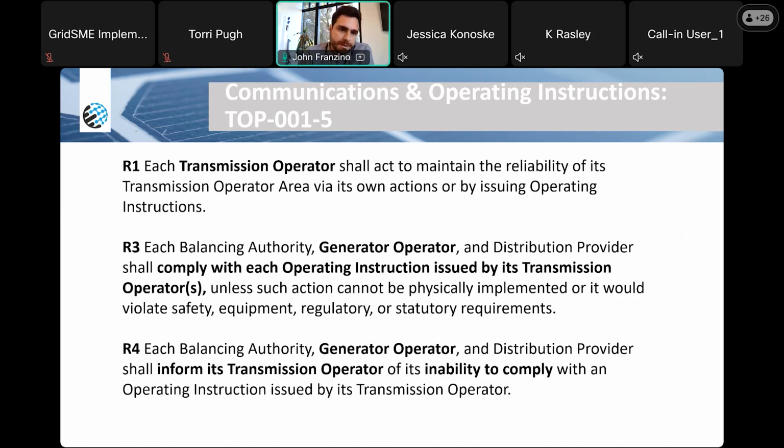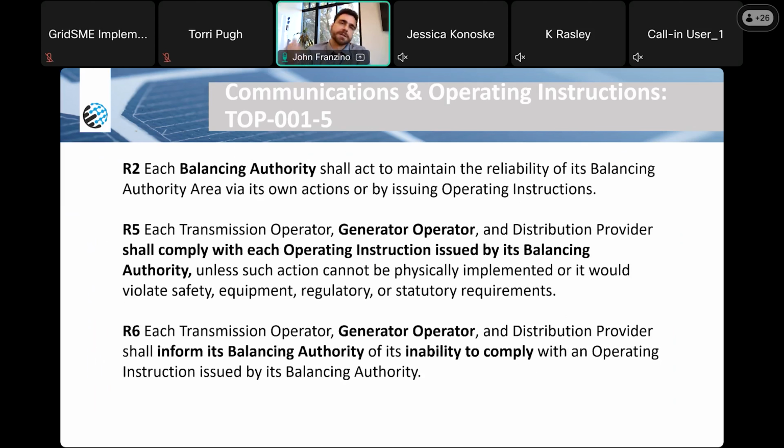And sorry, and then also balancing authority. So punchline being here, again, covered in NERC 101, but the GOP is kind of at the bottom of the food chain, for lack of a better way to phrase it. So whether the TOP, BA, or RC is issuing an operating instruction, again, unless the GOP is unable to comply with that operating instruction, you must comply.